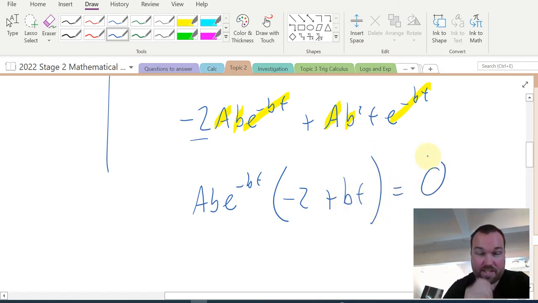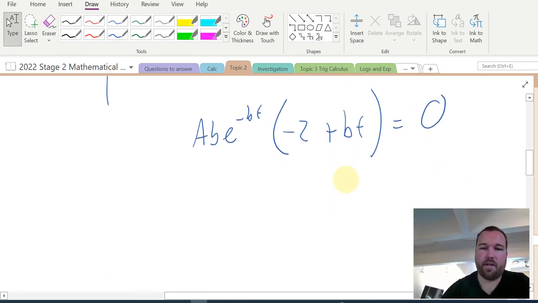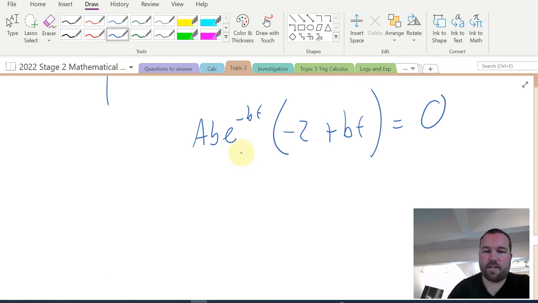And we want that to be equal to 0, because that's the second derivative equal to 0. Alright, once again, we look at each side. This side, you're not going to get a 0 out of it. A and b are positive constants. E to the minus anything, e to anything is never going to be 0. So our 0 is going to come from this portion here.